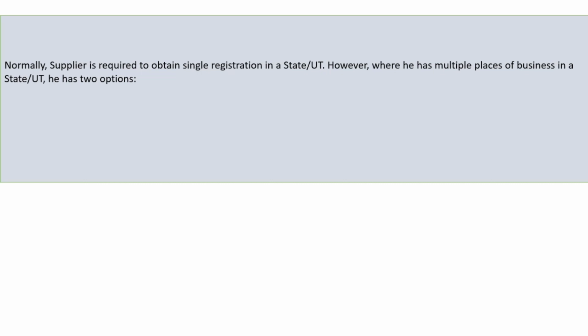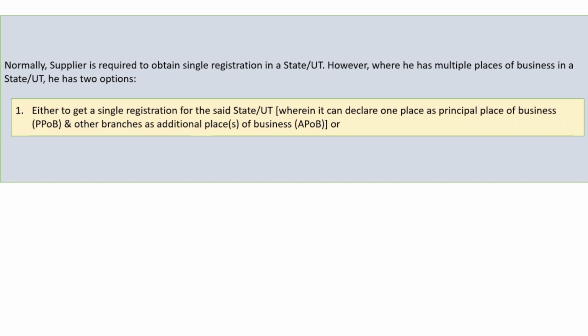Normally, a supplier is required to obtain a single registration in a state or UT. However, where he has multiple places of business in a state or UT, he has two options. That means अगर एक से ज्यादा उसका प्लेस ऑफ बिजनेस है एक ही स्टेट में, तो उसके पास दो ऑप्शन अवेलेबल है. Number one, either to get a single registration for the said state or UT where he can declare one place as a principal place of business, that is PPOB, and other branches as additional places of business, that is APOB. That means what?